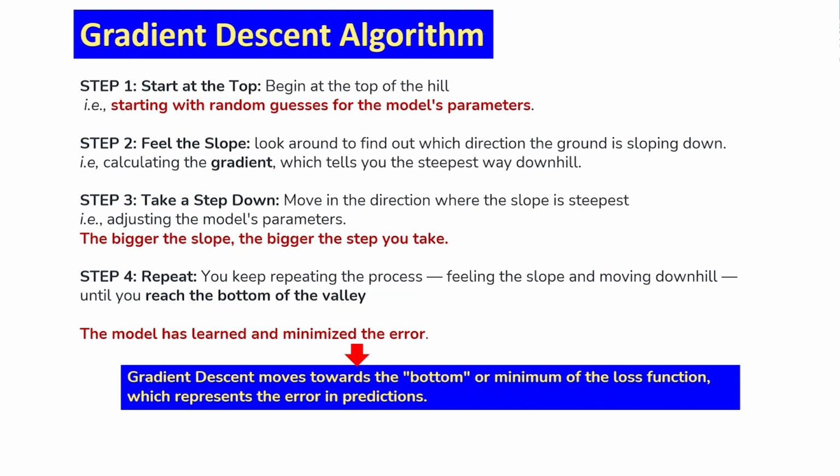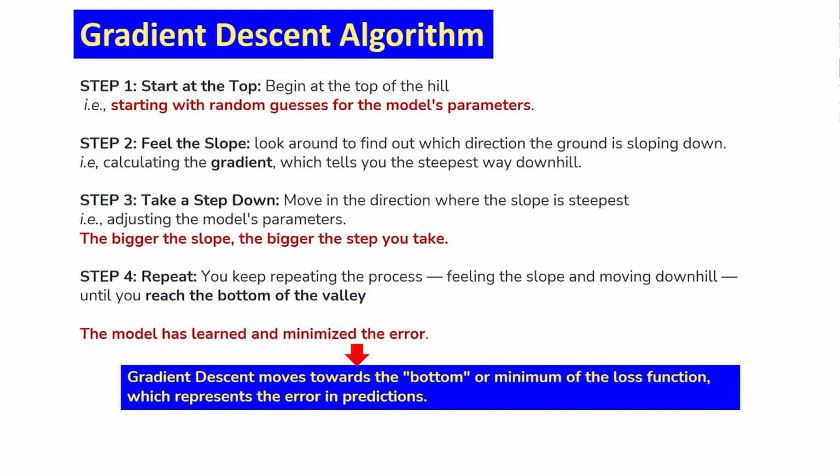Basically, what do you do? Calculate the gradient in each direction, and after calculating gradients, you will find the steepest gradient to go downhill. Once you know the steepest gradient, you move in the direction in which this gradient is steep. So the bigger the slope, the bigger the step you can take, right. So at step 4, you repeat that. This model actually learned and minimized the error.